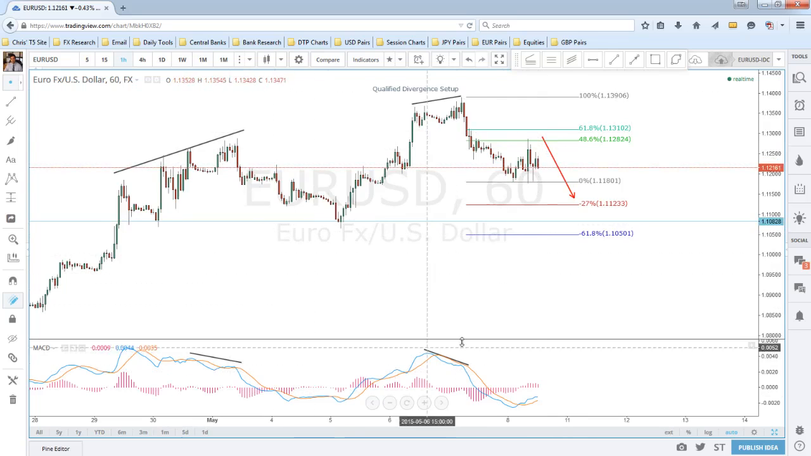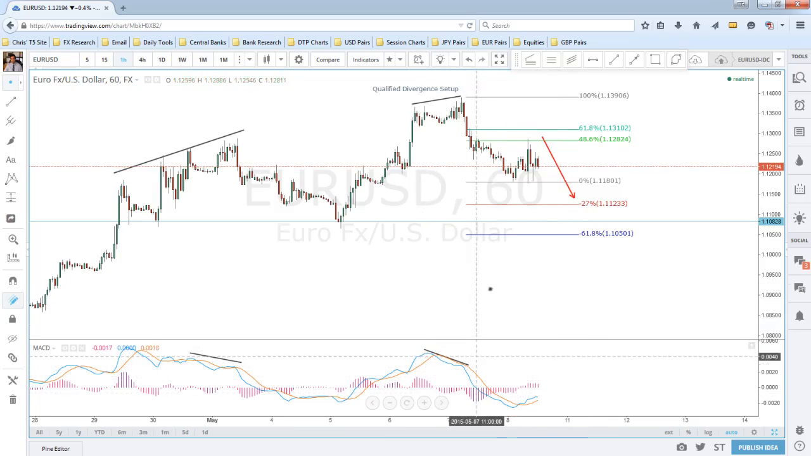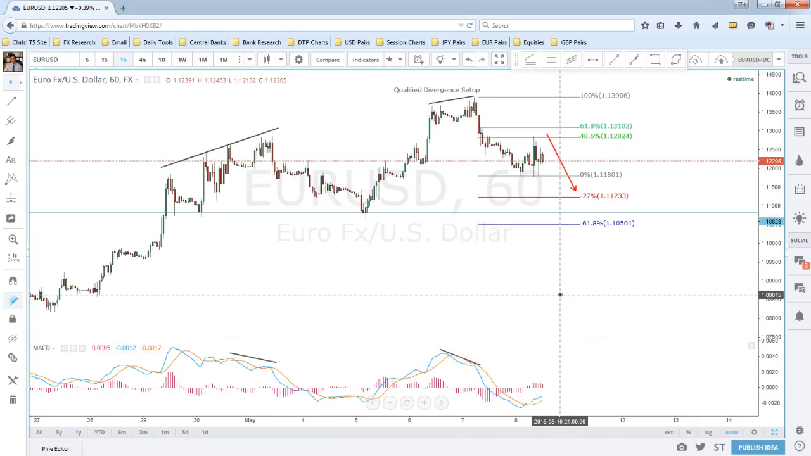But that's the MACD. That's how we'll use the MACD, and you'll have a lot more examples as we move forward.